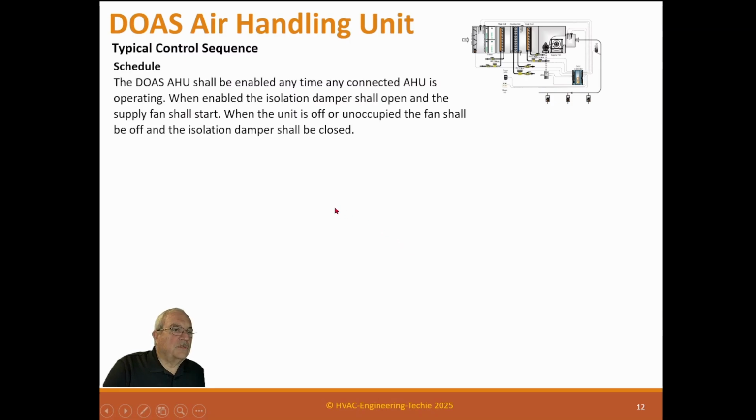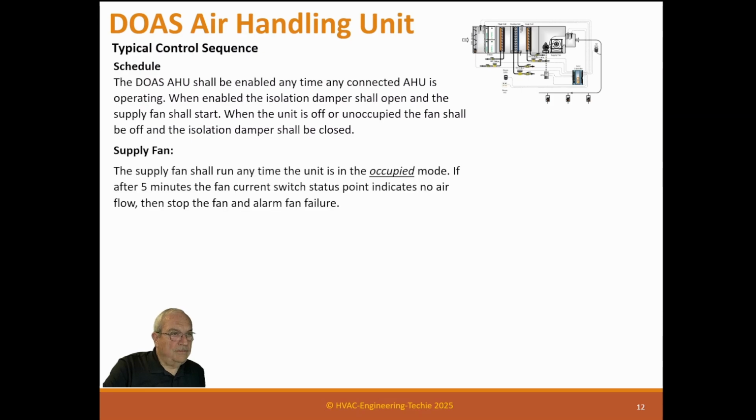Typical sequences. The DOAS air handling unit should be enabled anytime any connected air handler unit is operating. When enabled, the isolation damper shall open and the supply fan shall start. When the unit is off or unoccupied, the fan shall be off and the isolation dampers shall be closed. The supply fan shall run anytime the unit is in occupied mode. If after 5 minutes the fan current switch status, or the VFD point, indicates no airflow, then stop and alarm failure.